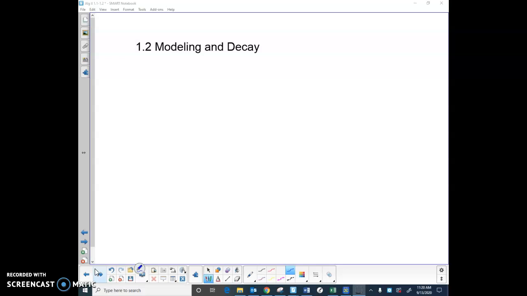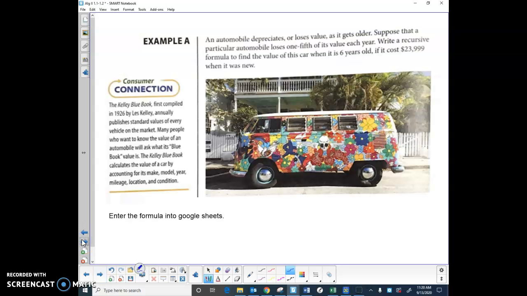So we're going to move on into 1.2, which is modeling growth and decay with these same recursive sequences. Growth and decay, this is your real life scenario stuff. This is depreciation, this is interest. That's where all this stuff comes together into where do I use this in real life.